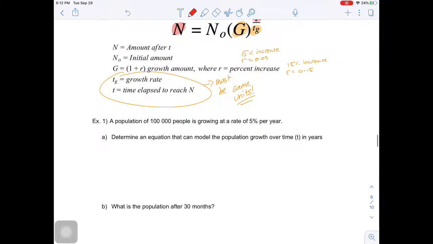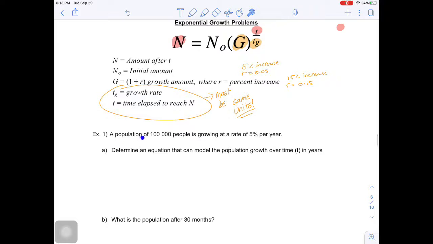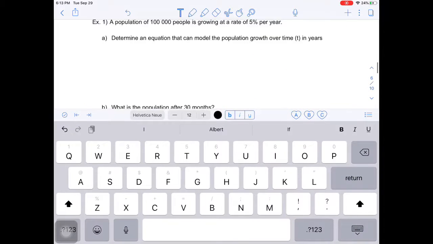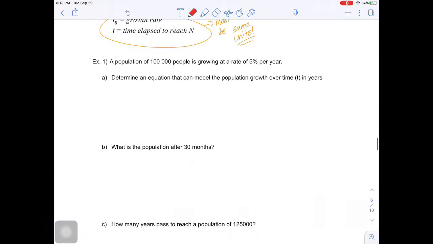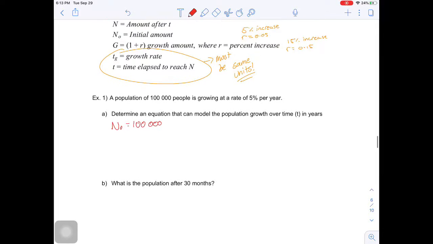Let's do an example. A population of 100,000 people is growing at a rate of 5% per year. Determine an equation that can model the population growth over time t in years. So recognize this is what we're starting with. That's your initial amount. N0 is 100,000. Now you're increasing, so this is your percent increase every year by 5%.